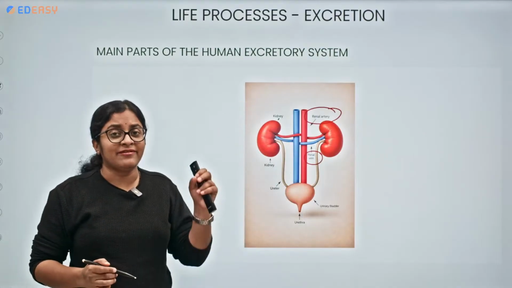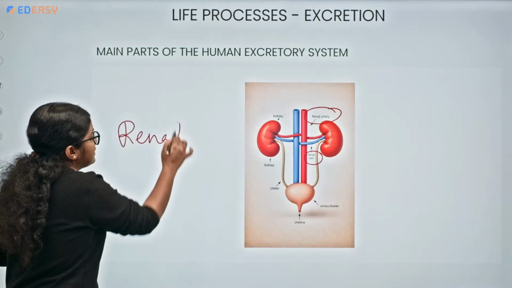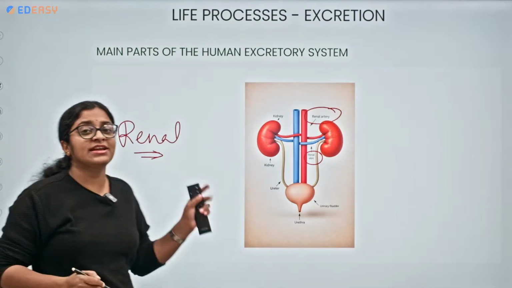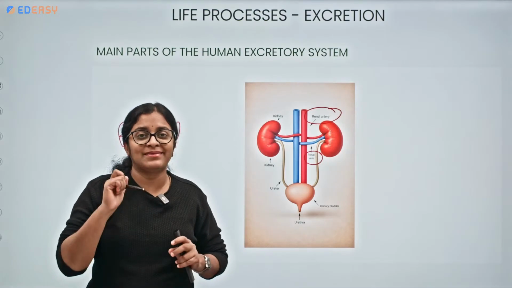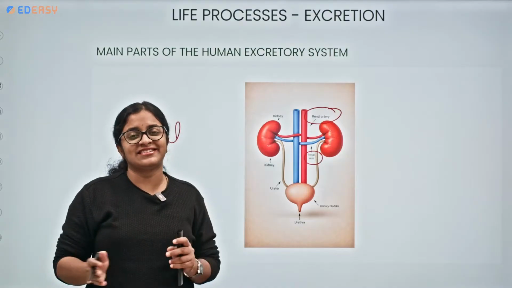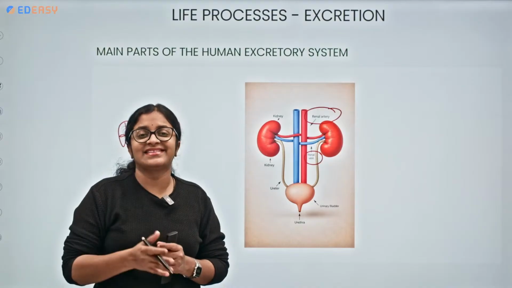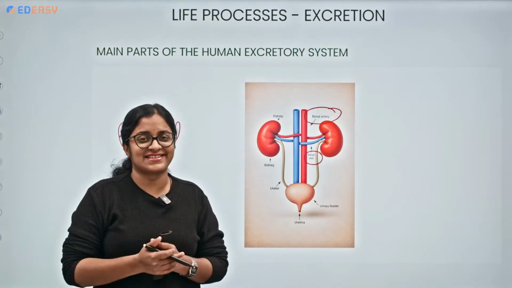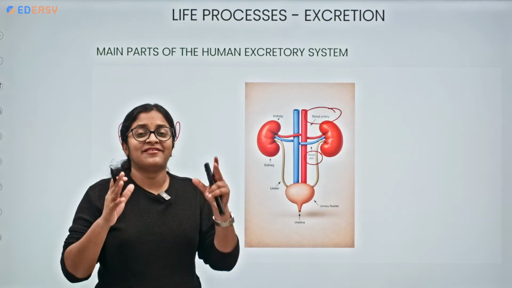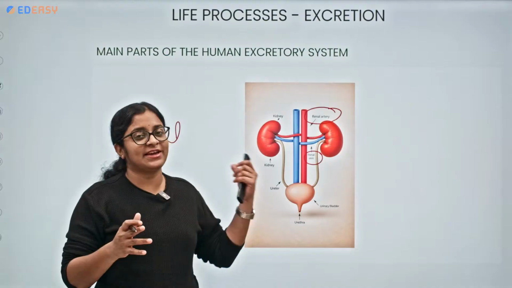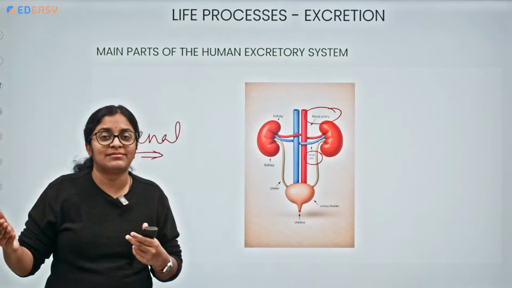Remember, whenever you get the term renal, it is associated with the kidneys. Whenever you get the term pulmonary, which term is it associated with? Pulmonary is associated with the lungs. You need to remember this blindly, so take care of this terminology. When it comes to the kidneys, we call it renal. When it comes to the lungs, we call it pulmonary.